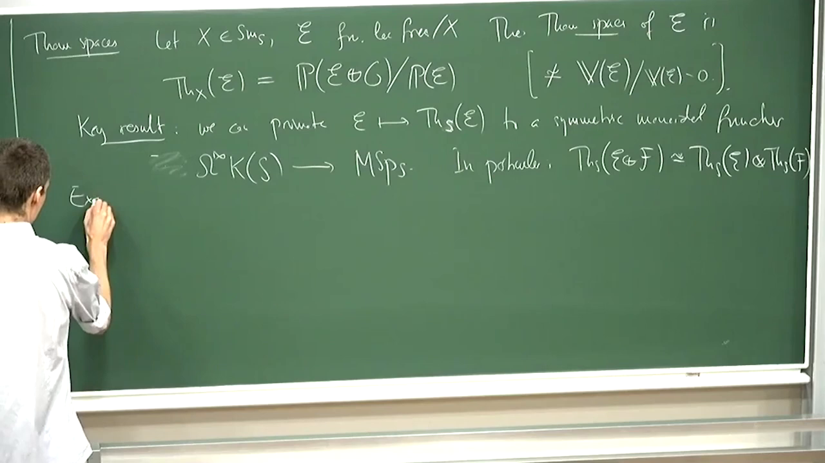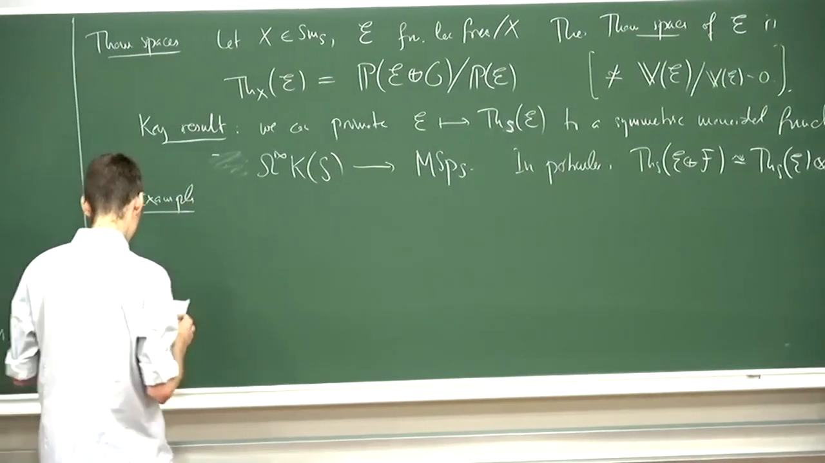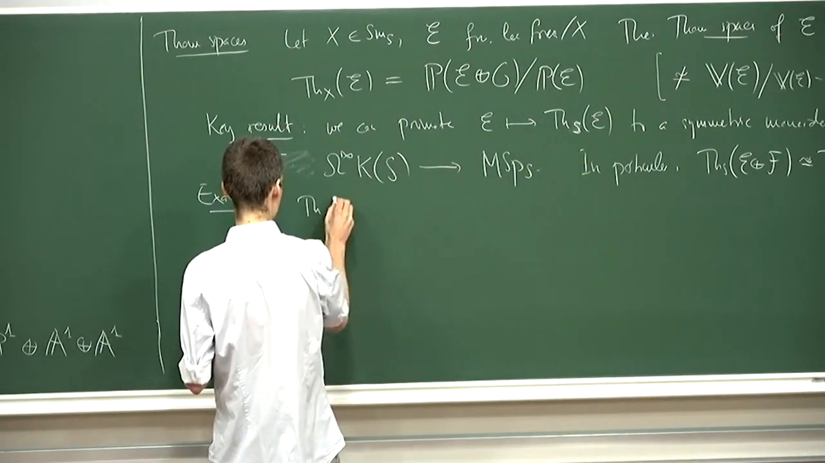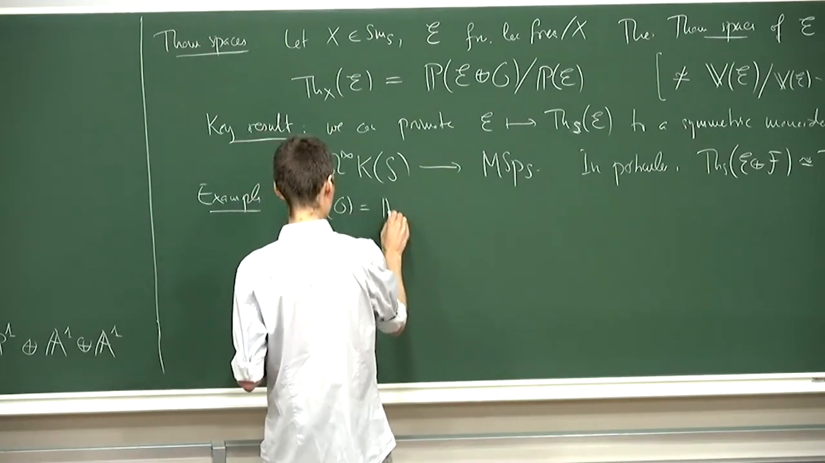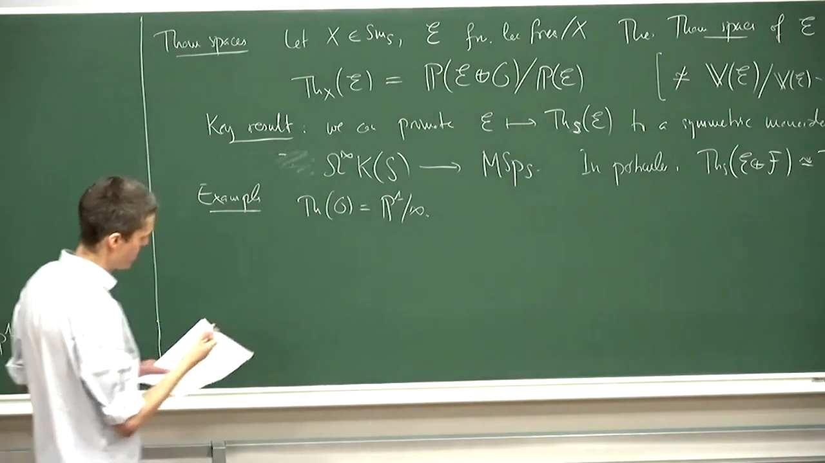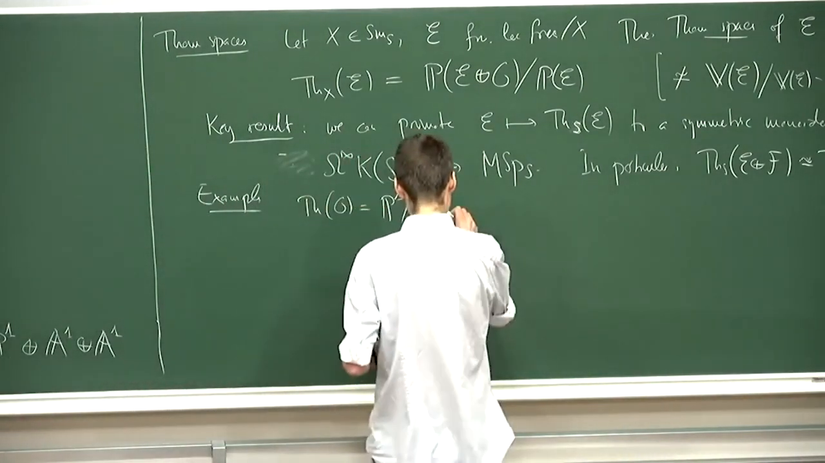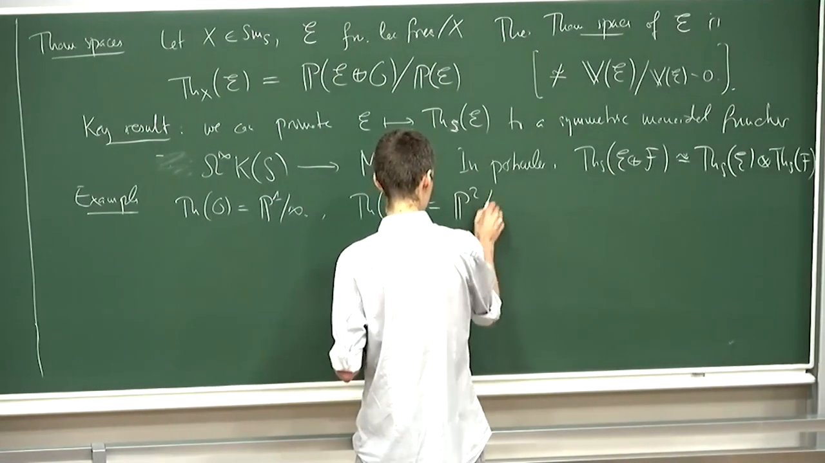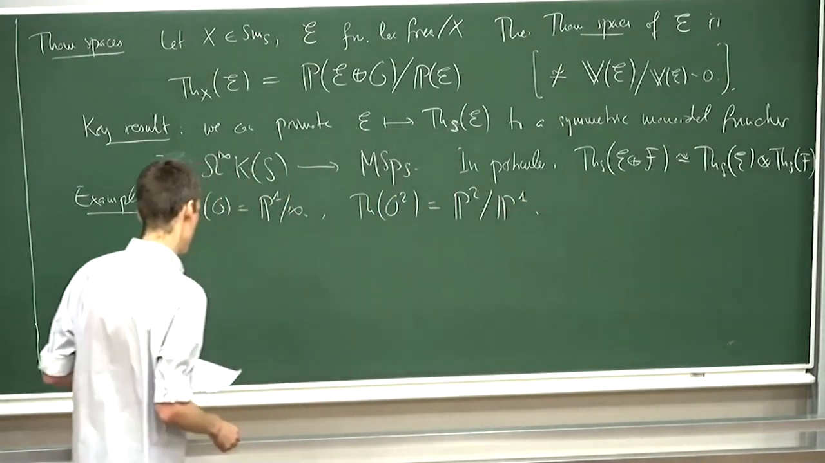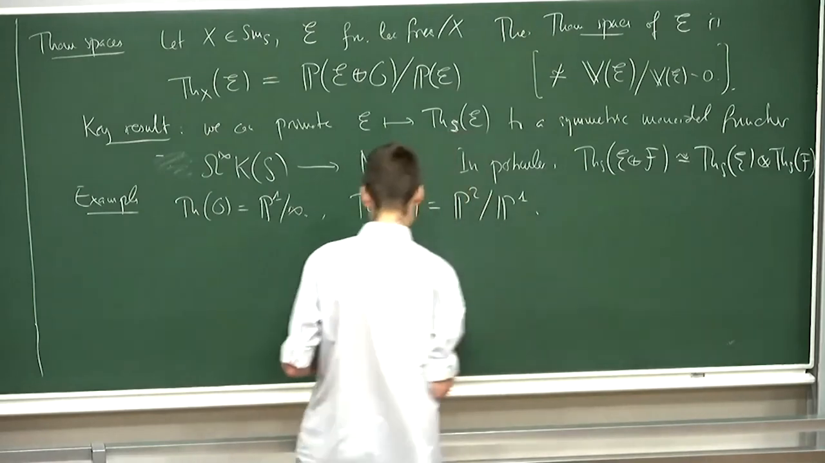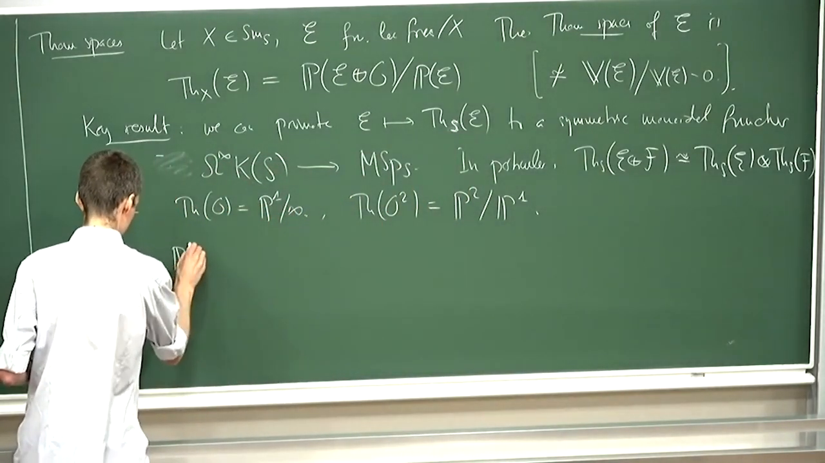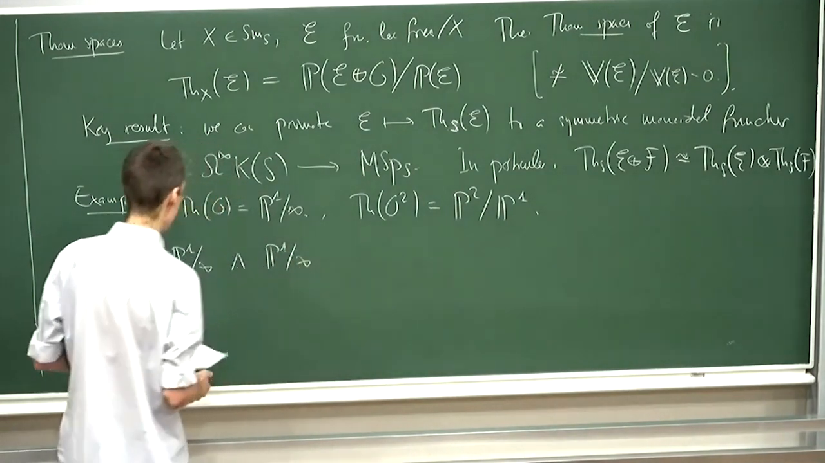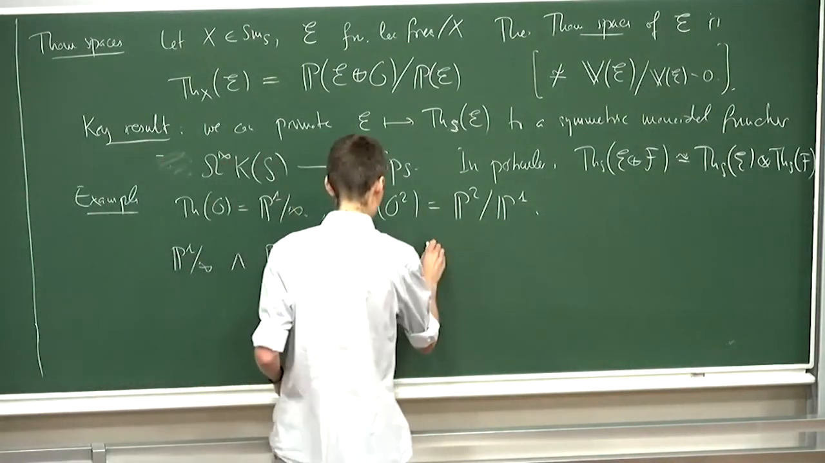But let me just give a basic example here. Particularly if I just take E equal to O, then the Thom space of O is P^1, pointed at infinity. And on the other hand, the Thom space of O^2 is P^2 mod P^1. So what does this equation say in this case? It's a relation between the smash product of pointed P^1 with itself and P^2 mod P^1.